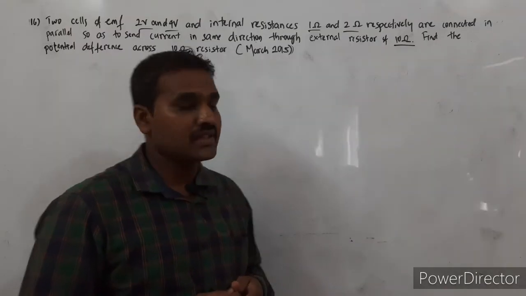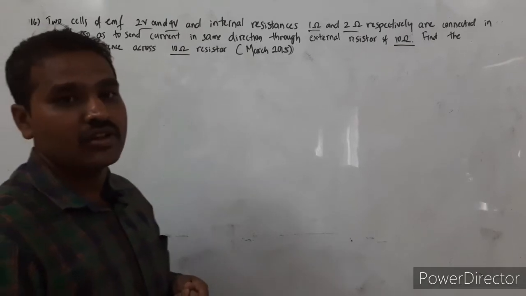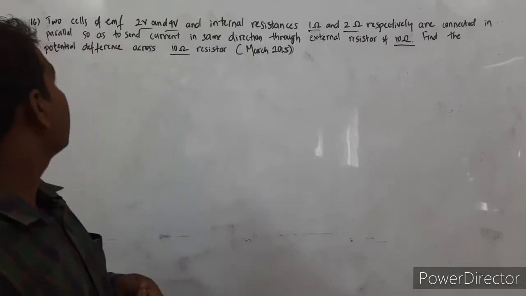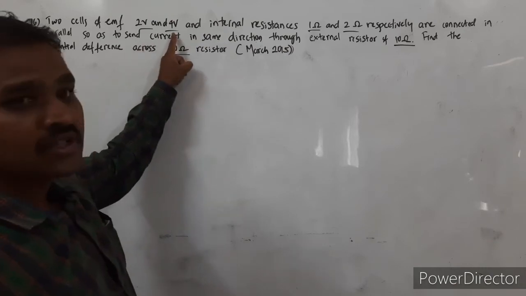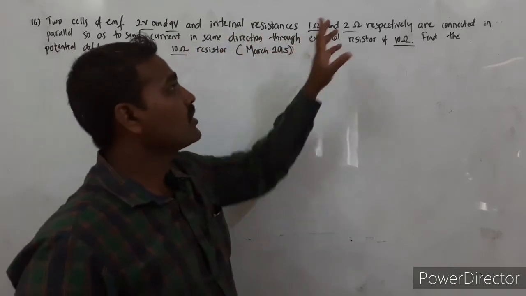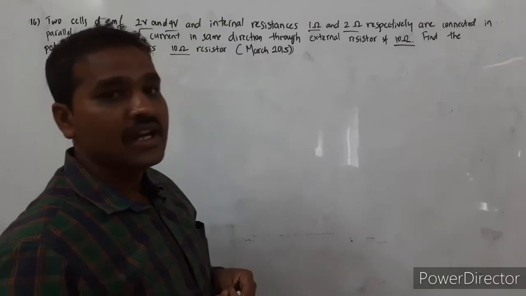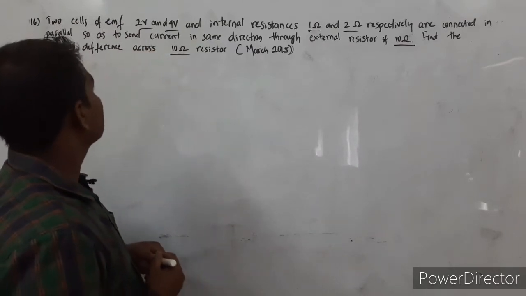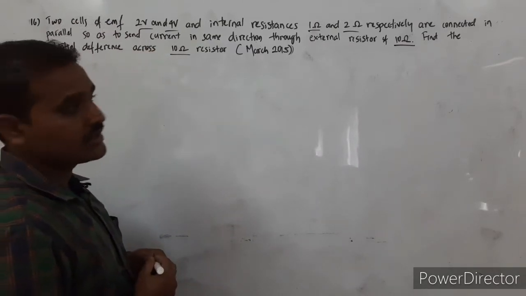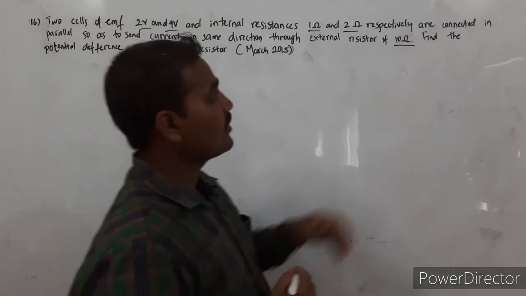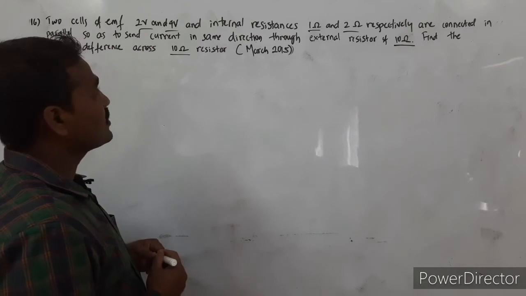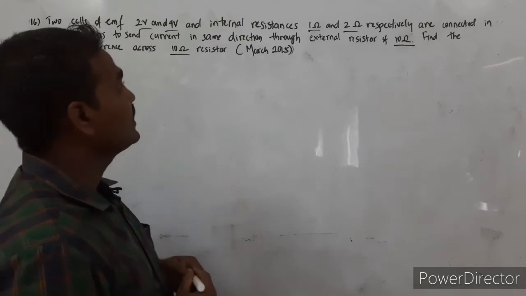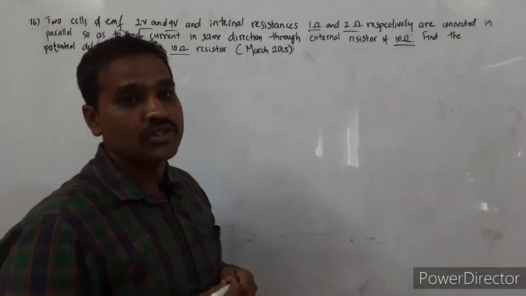Next, we shall see a numerical problem which is based on Kirchhoff's laws. It is given that two cells of EMF 2 volt and 4 volt and internal resistances 1 ohm and 2 ohm respectively are connected in parallel so as to send current in the same direction through an external resistance of 10 ohm. We are asked to find the potential difference across the 10 ohm resistor. This question was asked in March 2015.